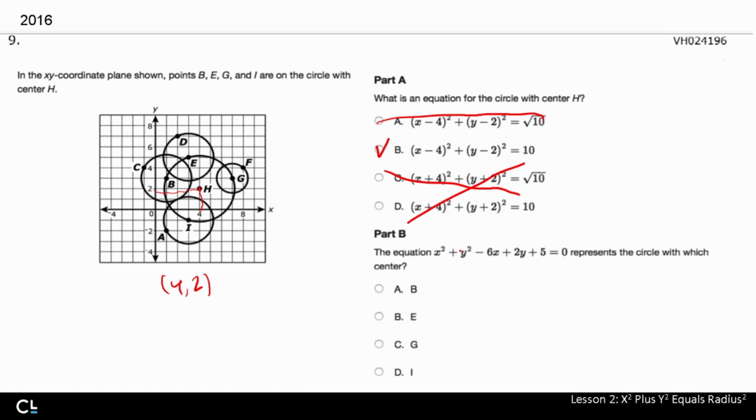Next up, it says the equation x squared plus y squared minus 6x plus 2y plus 5 equals 0 represents the circle with which center? Now, we're going to come back to this one because we're going to learn how to solve this in a moment. And then we'll come back and we'll get this answer.